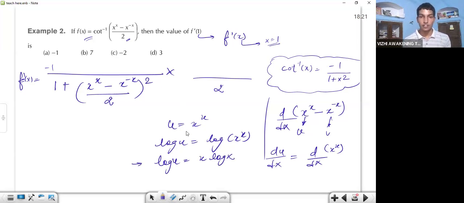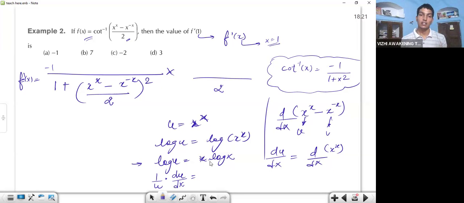Okay, as u is a function of x, this is x, this is also x. As u is a function of x, while differentiating logarithm of u, it will also be differentiated with respect to x. It is not a constant value as it is a function of x. So logarithm of u will come out as 1 by u into differentiation of u with respect to x.